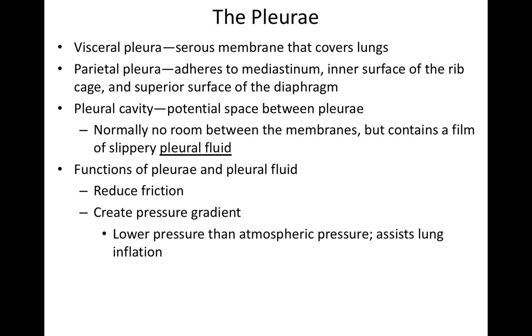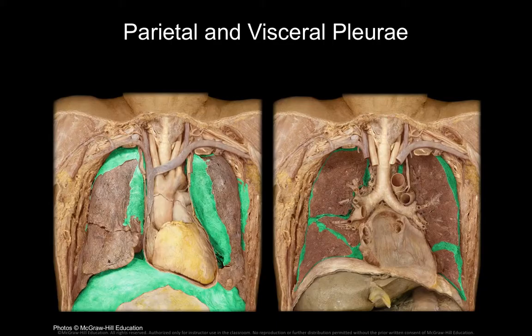So functions of the pleura are going to be just that, to reduce friction, which all serous membranes do. However, we are going to see that the pleura are also going to play a huge role in the actual function of the lungs. You can't breathe properly if your pleura are not there to help you create the pressure gradients that you need to create to allow air to flow in. So when we talk about the mechanics of breathing, we're going to talk about the role of the pleura here.